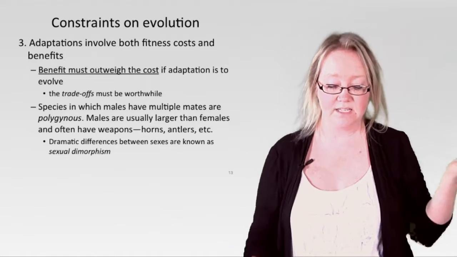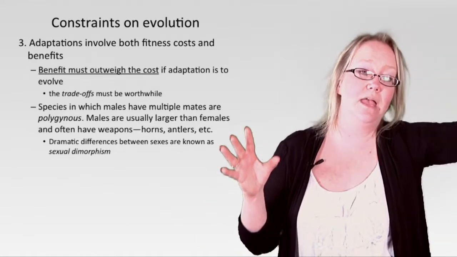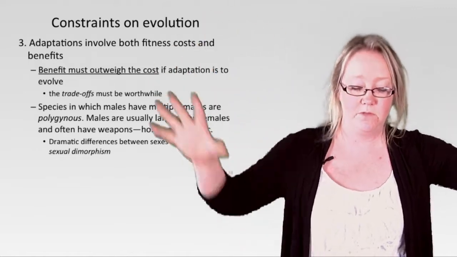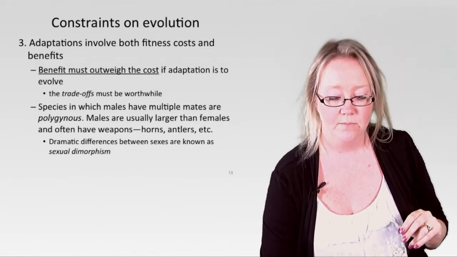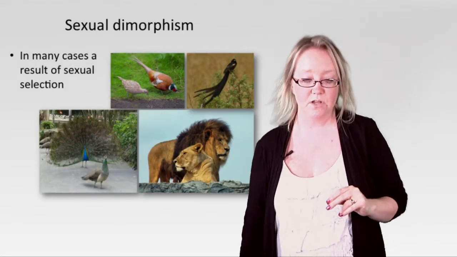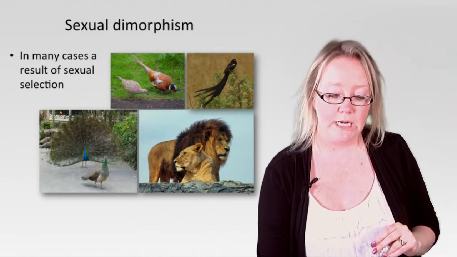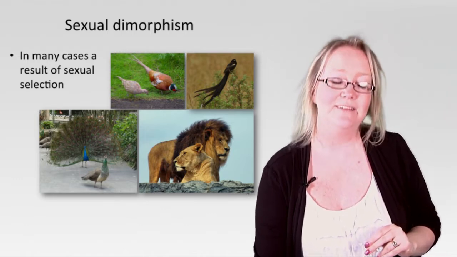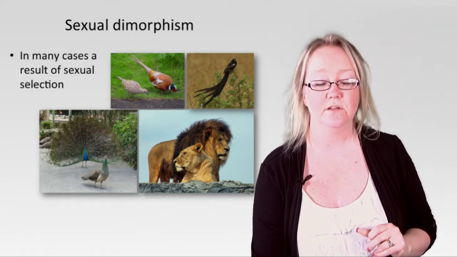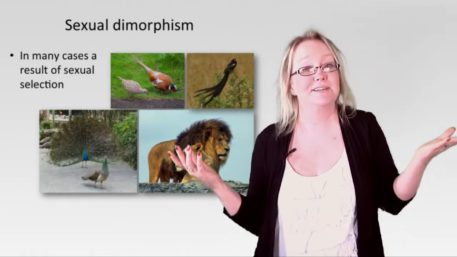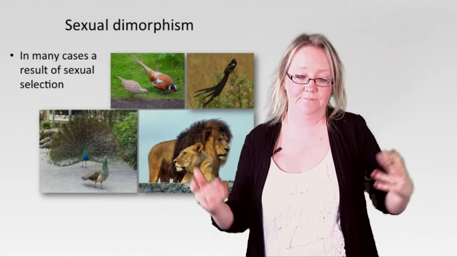So dramatic differences between sexes are known as sexual dimorphism, where you have the male looking very different from the female. And I'm sure that we can all think of examples of that. But here are a couple. So you have pheasants here, pretty colors, long tails, very drab female, particularly in birds. Females often look very drab. And as I said, it's because they're choosy. They don't have to look pretty because they get to pick.